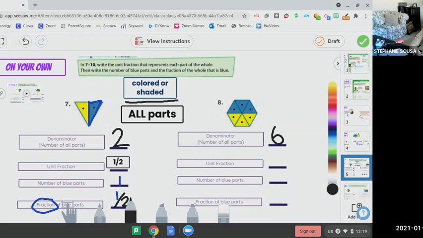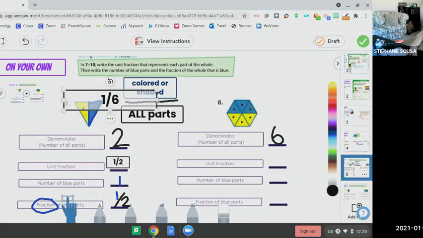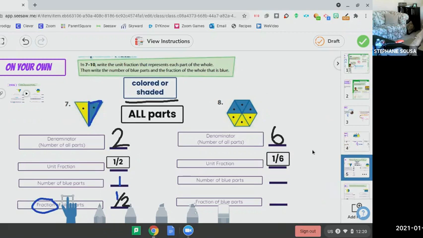And notice it says number of all parts, not fraction of all parts. The unit fraction is 1 part. 1 part would be called 1/6. 6 is my denominator because it tells how many are on all of the shape. So a unit fraction of this picture is 1/6.